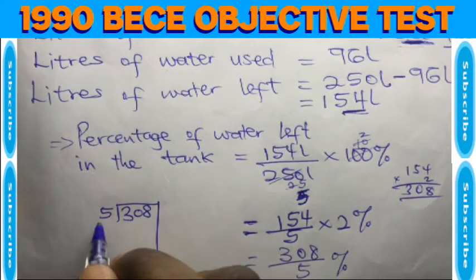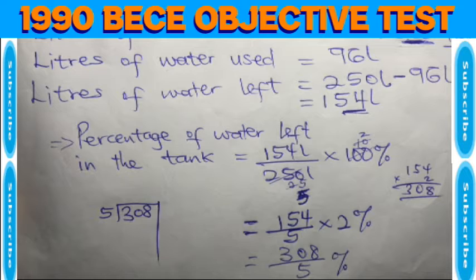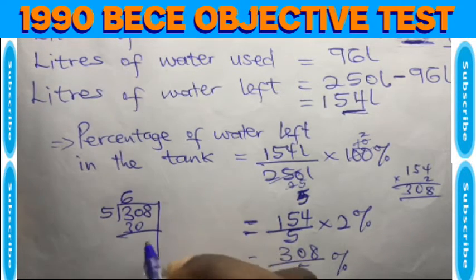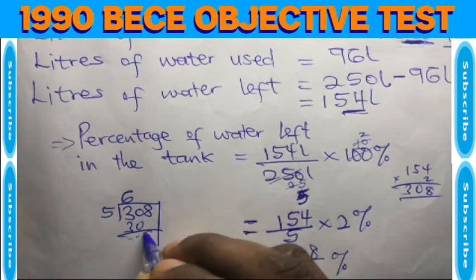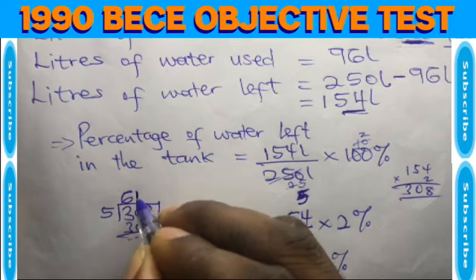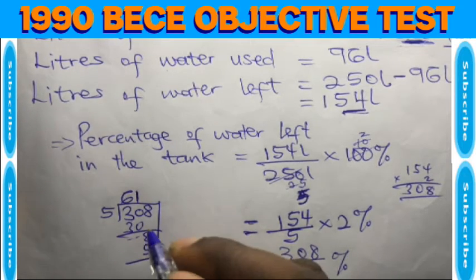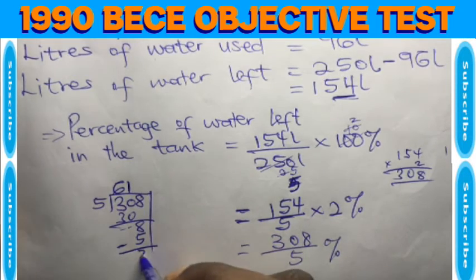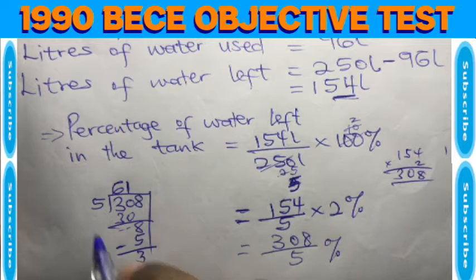And this is it. So 5 divides 30, we have it to be 6. 6, 5, we have 30. So this gives us zeros. The 8 comes down. We have 5 divides 8 a single time. 1, 5, we have 5. And then 8 minus 5 gives us 3. So 5 can't divide 3.